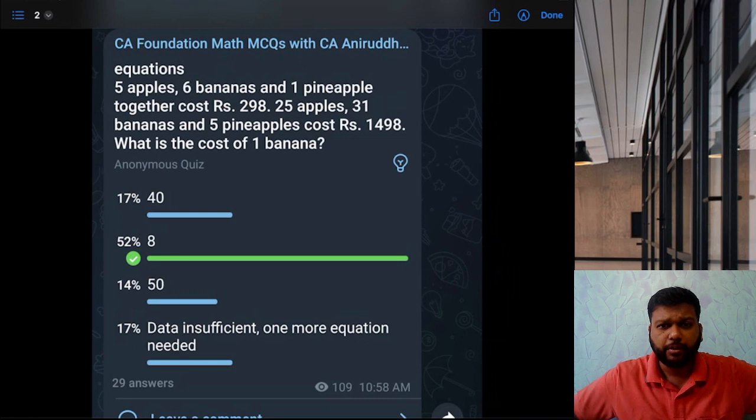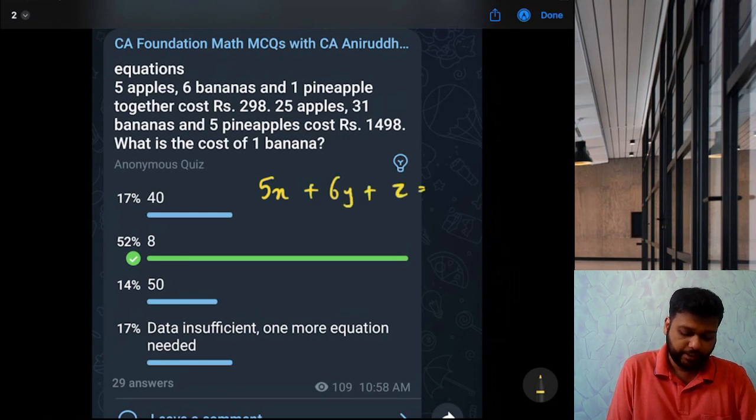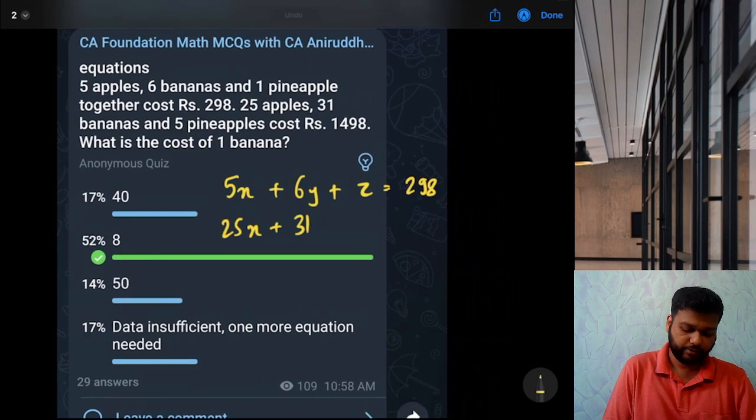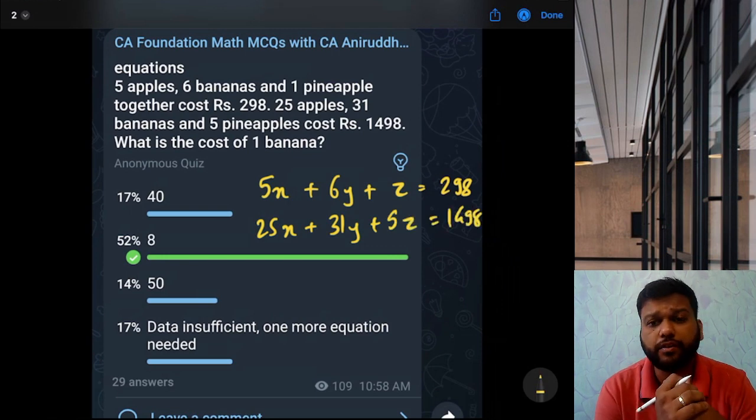5 apples, 6 bananas and 1 pineapple together cost 298. Let's assume x, y, z. So 5x plus 6y plus z is equal to 298. 25 apples, 31 bananas, and 5 pineapples cost 1498 rupees. What is the cost of 1 banana?